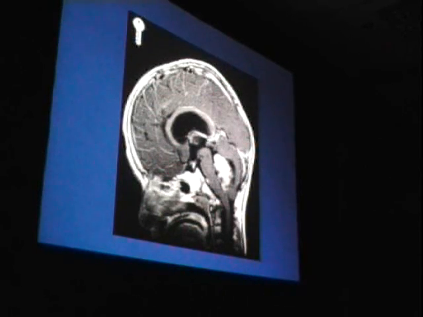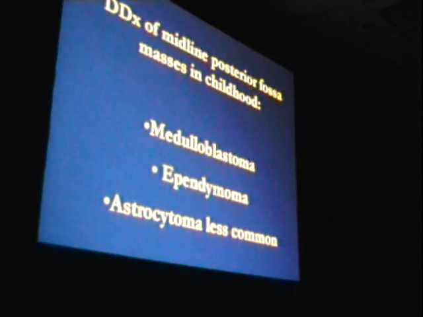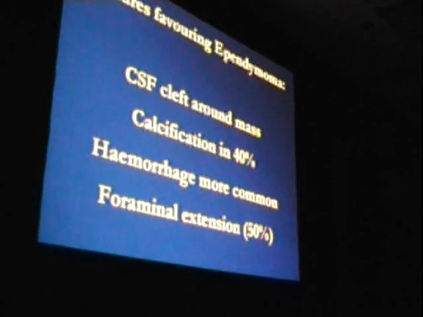So the big differential diagnoses in this case, inline posterior fossa masses in childhood, are medulloblastoma, ependymoma, and teratoma, like an exophytic brainstem glioma growing into the fourth. These are less common. So you really have to try and differentiate between the medulloblastoma and an ependymoma. And this can be very difficult on any imaging. So you can favor one or the other.